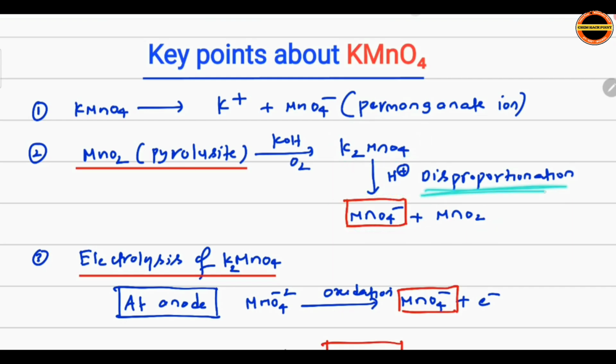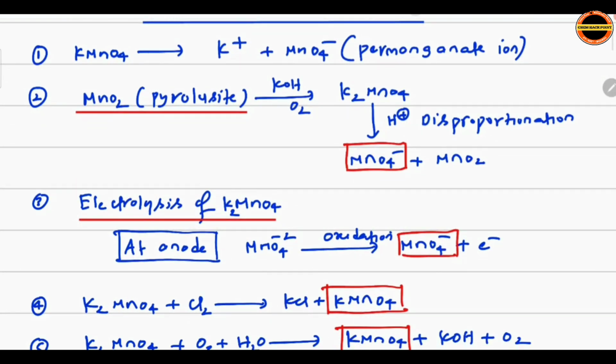What is disproportionation? The same element undergoes both oxidation and reduction. Another method to prepare KMnO₄ is electrolysis of K₂MnO₄. Remember, K₂MnO₄ is potassium manganate. KMnO₄ is potassium permanganate. K₂MnO₄ is potassium manganate.